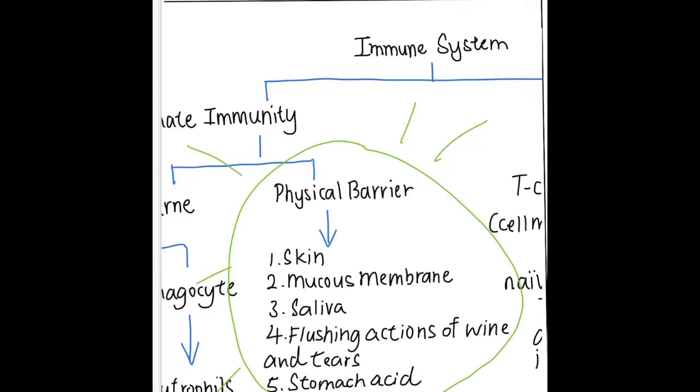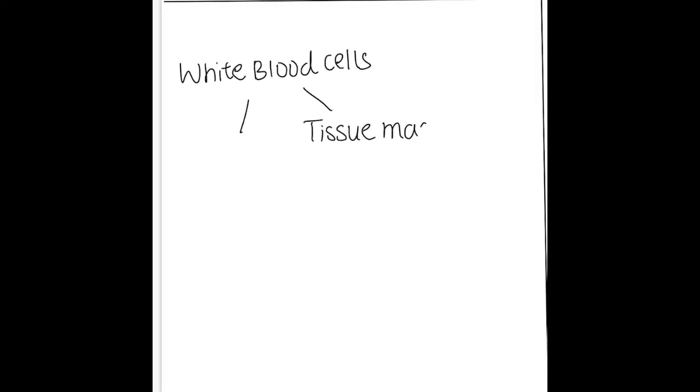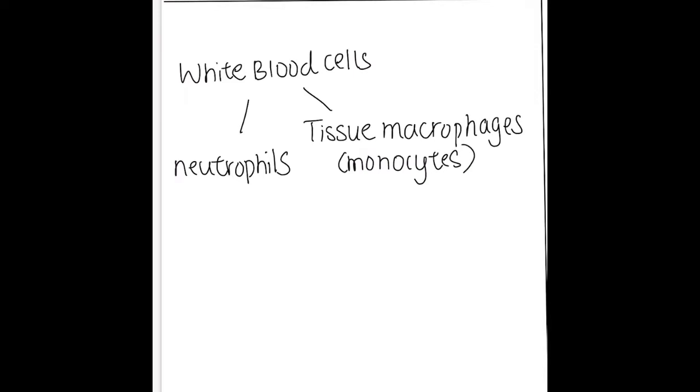There are several reasons. Firstly, the pathogen might be resistant to some chemicals produced by our physical barrier, or, in the most common case, they enter through a wound when we are injured or we have a cut. After the pathogen enters our body, the next line of defense is phagocytosis. Phagocytosis is performed by white blood cells circulating in our blood, tissue macrophages, and neutrophils. Tissue macrophages can also be called monocytes.